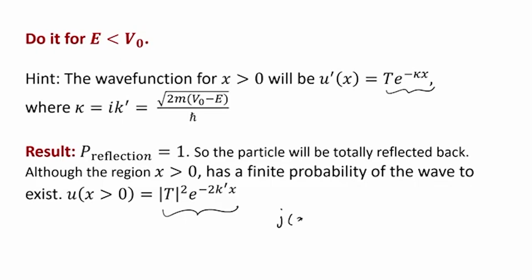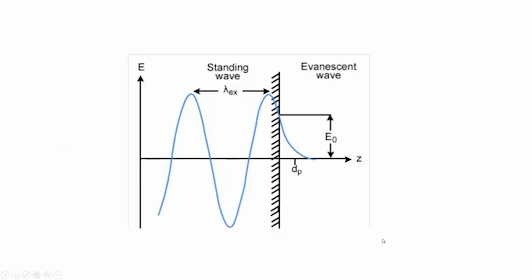Remember, the current density is given as ħ by 2mi, ψ* ∇ψ minus ψ ∇ψ*, and that is equal to 0, and the reason it is 0 is that ψ is real here. So the first term will cancel exactly with the second term.